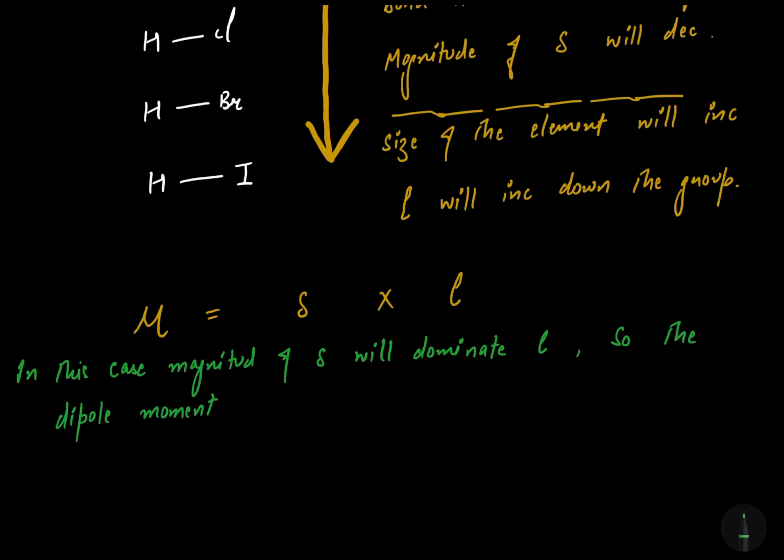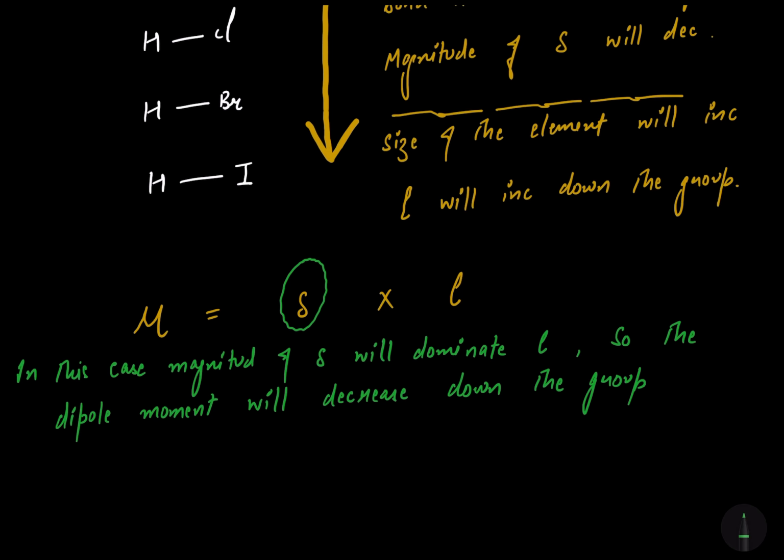So the dipole moment will decrease down the group, because in this case the magnitude of delta is the deciding factor, not the bond length. So the dipole moment will decrease down the group as the magnitude of charge, that is delta, will decrease down the group due to the decreasing electronegativity down the group.